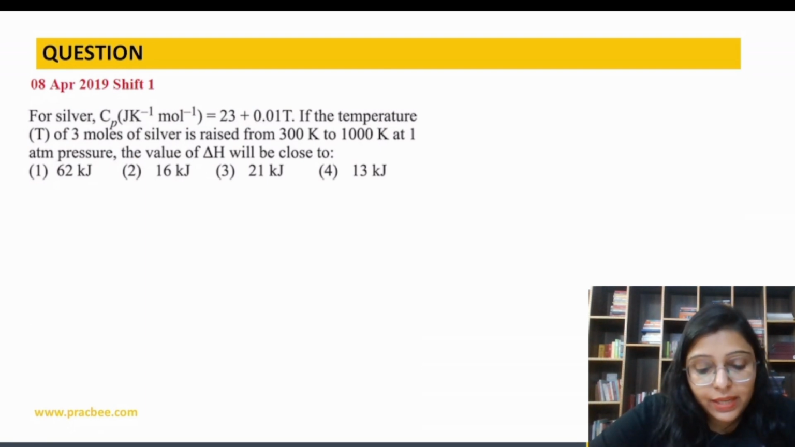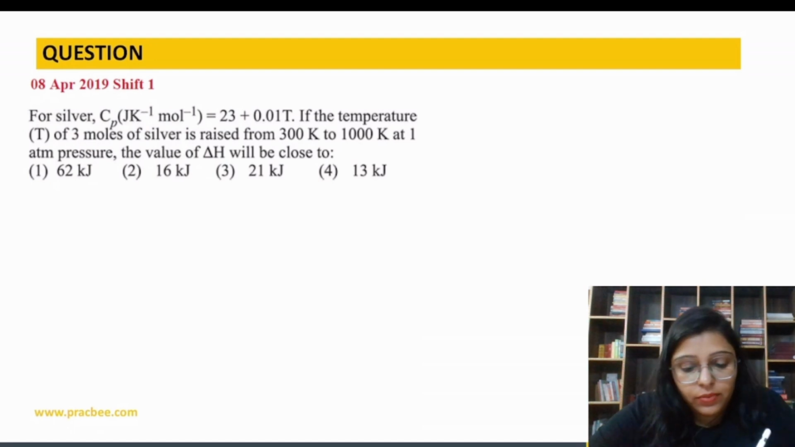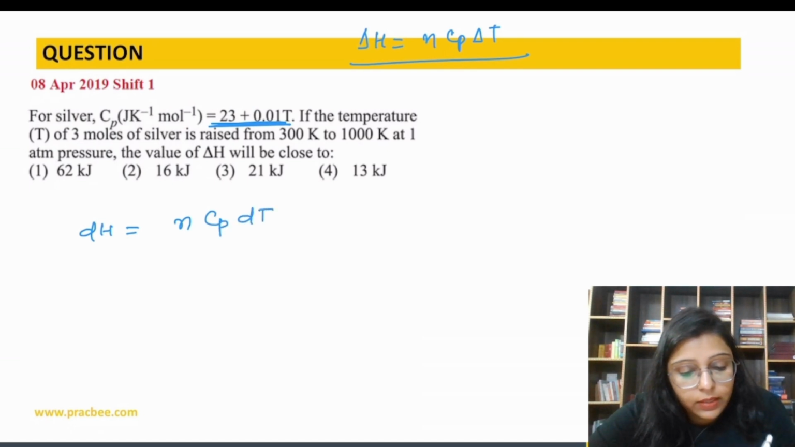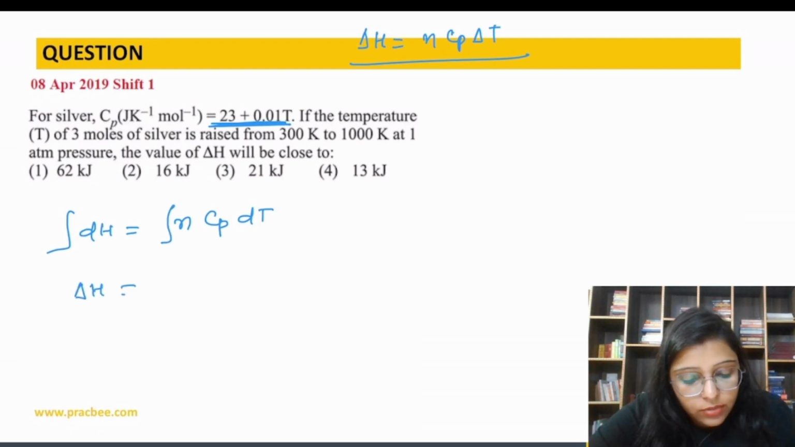For silver, Cp is equal to 23 plus 0.01T. If the temperature of 3 moles of silver is raised from 300 Kelvin to 1000 Kelvin at 1 atm pressure, the value of delta H will be close to. So we know that delta H is equal to n Cp delta T. But in Cp we have temperature as a variable. So we write dH is equal to n Cp dT, and we have to integrate this, so we get dH to delta H.